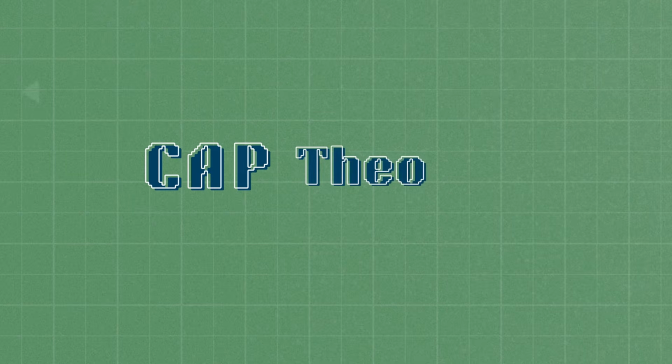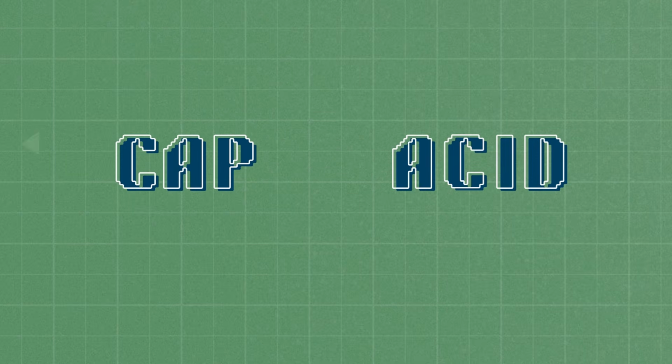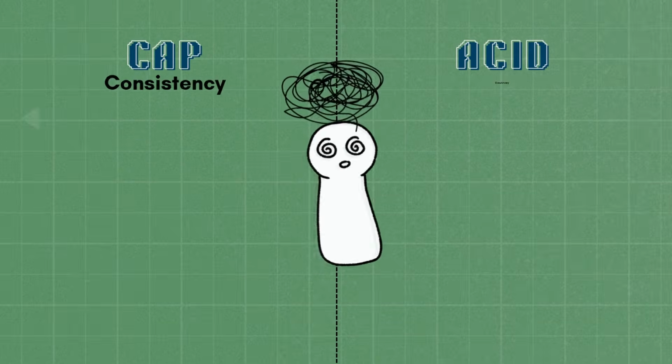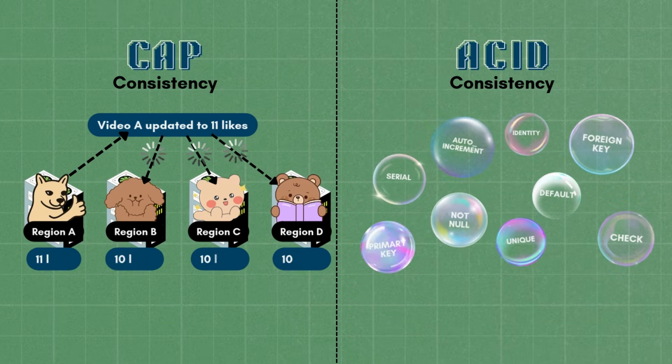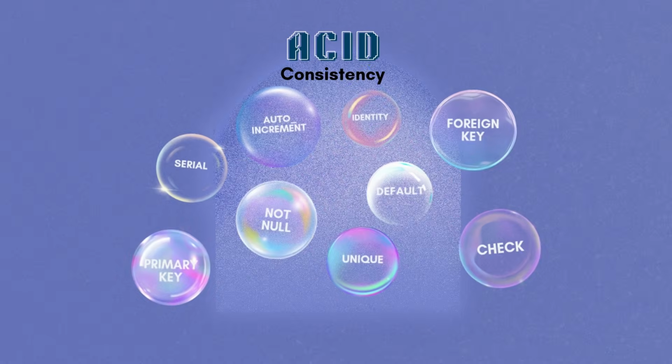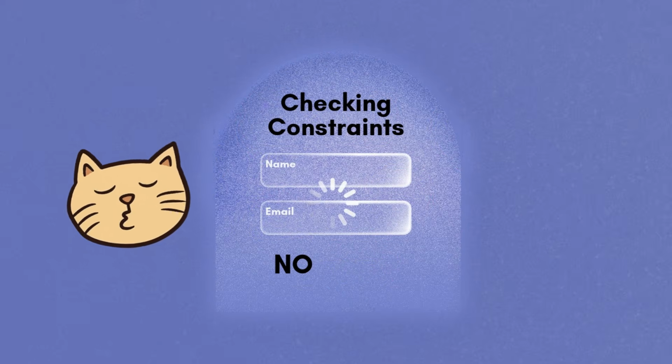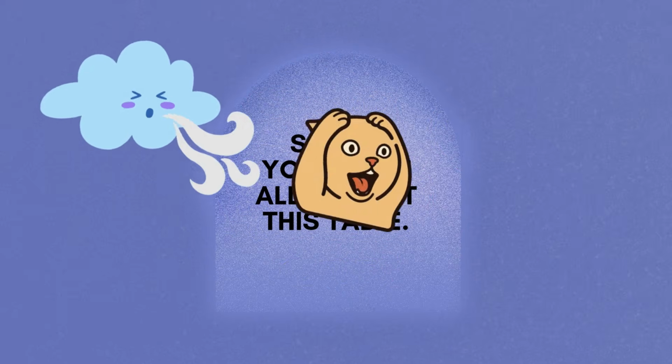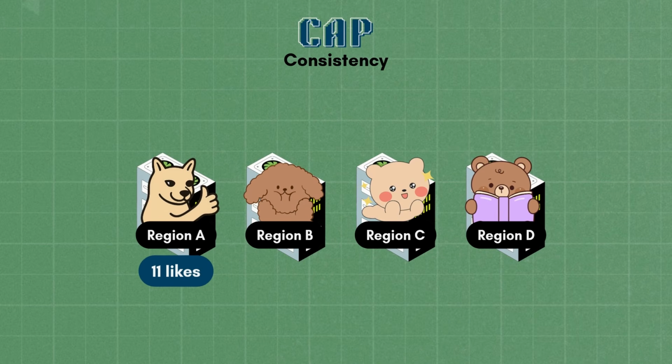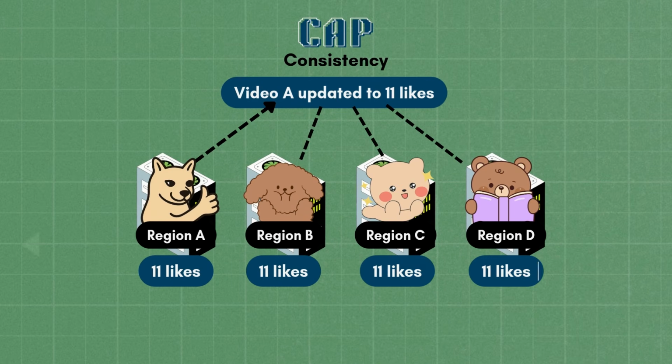When we talk about consistency in the CAP theorem, remember there's also consistency in ACID. This is where things can get confusing. ACID consistency and CAP consistency are two different things. ACID consistency means the database stays in a valid state and all constraints are enforced, while CAP consistency means every node sees the same data at the same time.